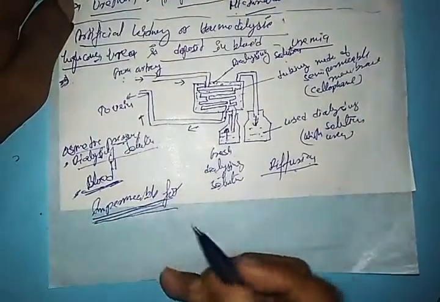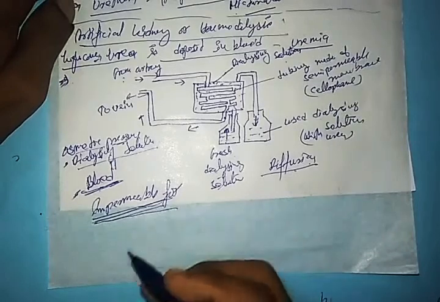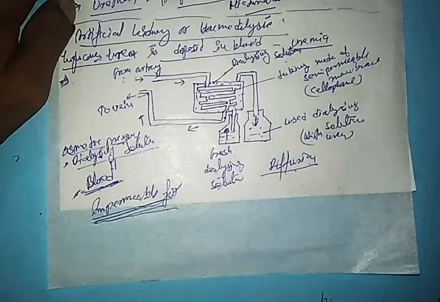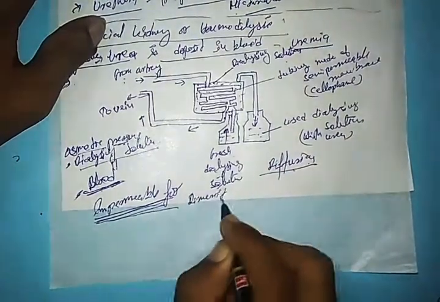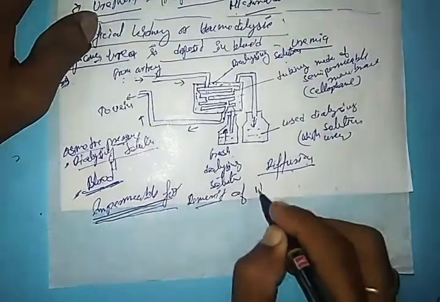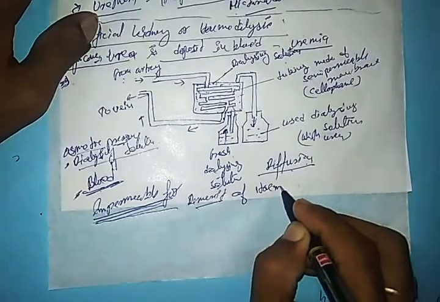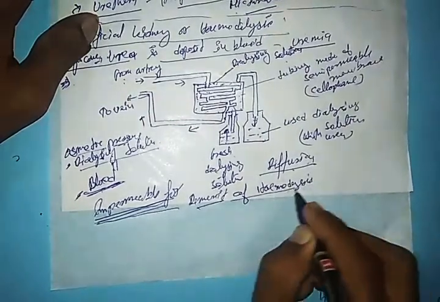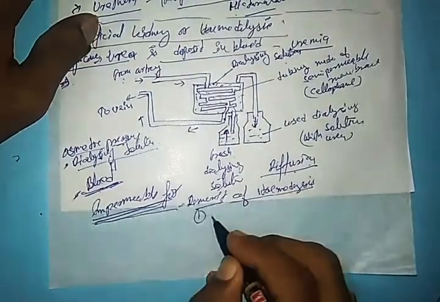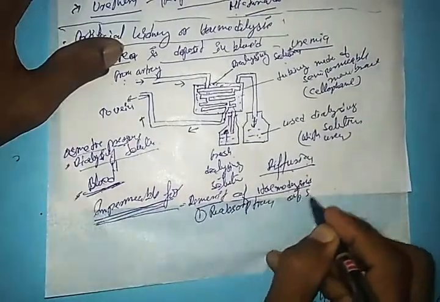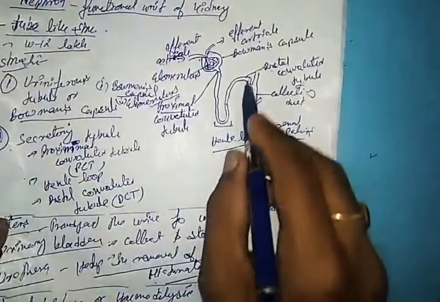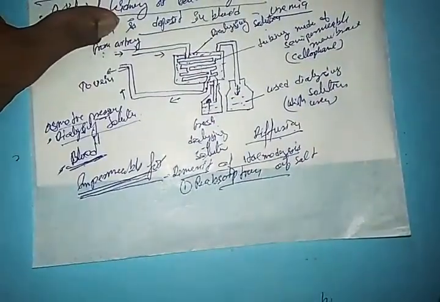So hemodialysis is very helpful for the patient whose kidneys do not work or fail, but there is a disadvantage or demerit of this hemodialysis. There is only one demerit of hemodialysis, that there is no reabsorption of salt that takes place in the secretory tubule. This is the demerit of hemodialysis.